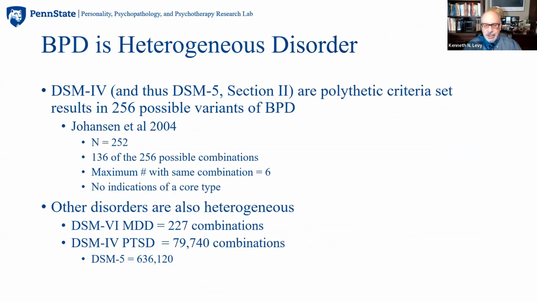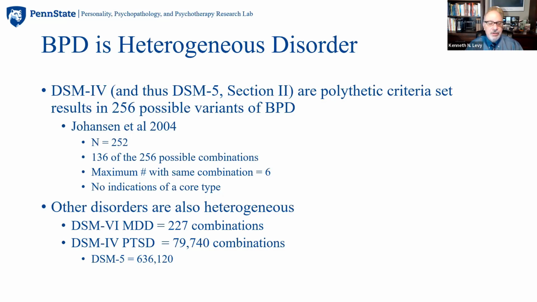It's a heterogeneous disorder, as I indicated earlier, in that there are 256 different possible variants in Section 2. Section 3 makes it a bit more coherent, but people have suggested, well, given that heterogeneousness, maybe that's actually an argument against the validity of the disorder. But people don't necessarily levy those kinds of critiques against MDD or PTSD, which also are pretty heterogeneous disorders, as you can see here. In DSM-5, there are over 500,000 different combinations for PTSD, and people don't necessarily doubt that it exists.